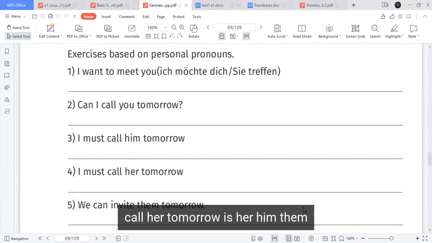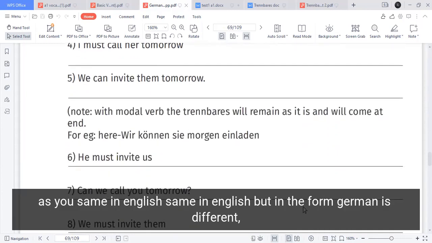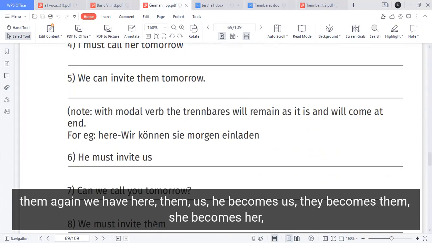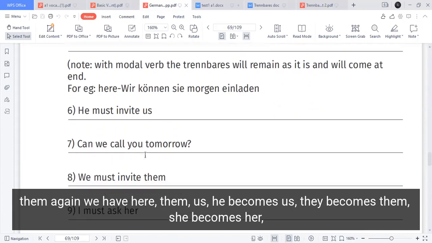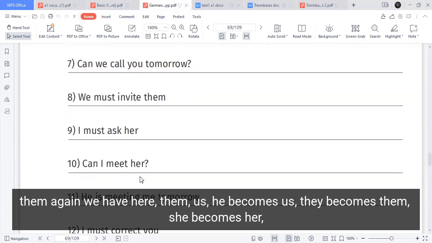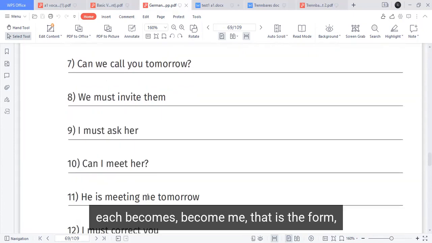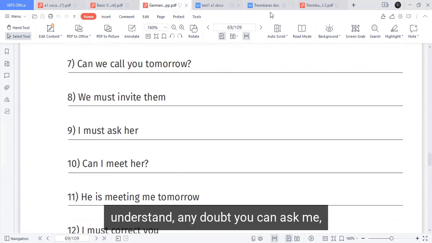Her, him, them, us. Same in English, but the form in German is different. Them again we have here. Them, us, he becomes him, they becomes them, she becomes her, ich becomes I, becomes me. That is the form. Understand? Any doubt you can ask me and share comments.